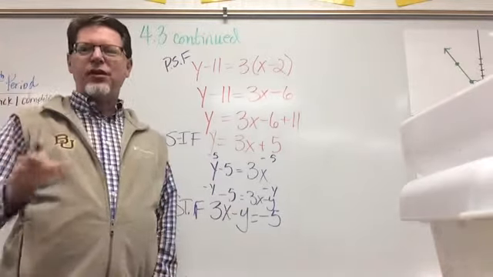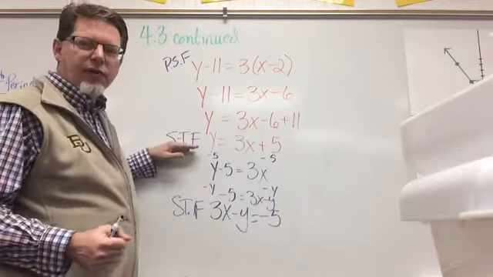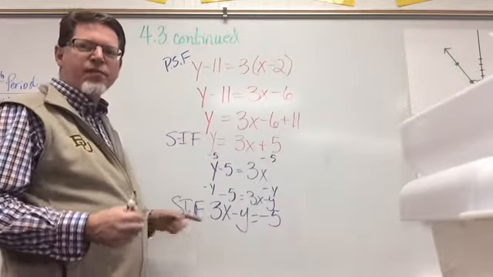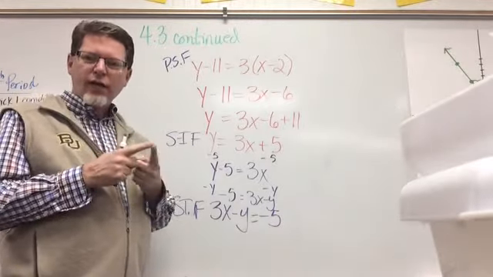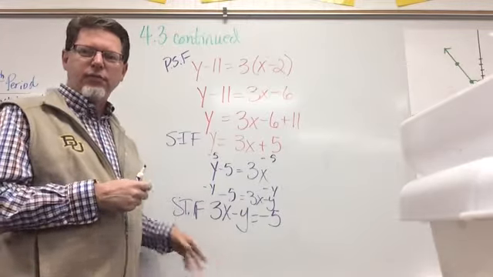It's important that we know how to get to all of those. So if I'm given point slope, solve for y to find the slope-intercept form, and then put x and y on the same side. No negative x's, no fractions for standard form.